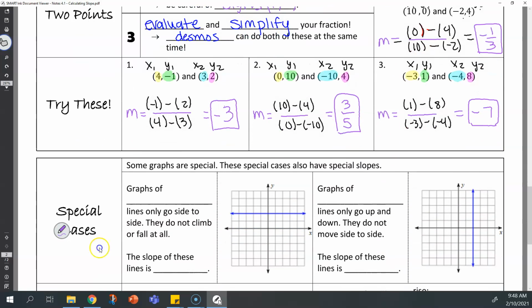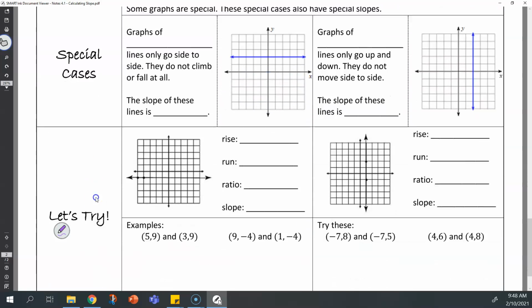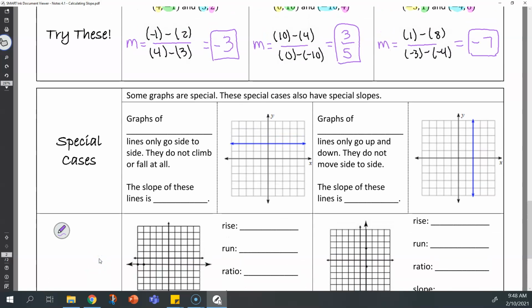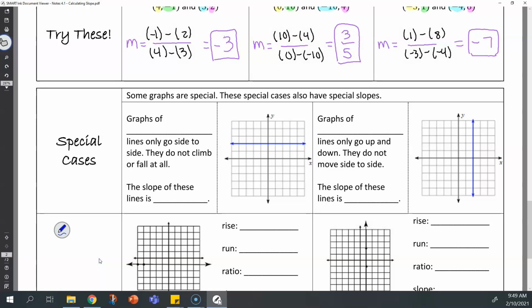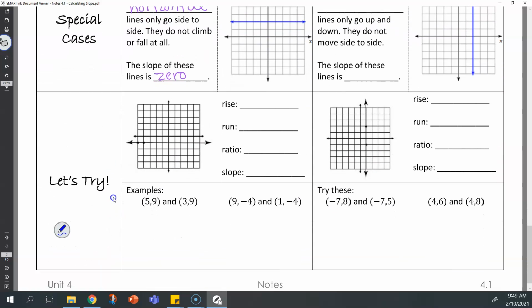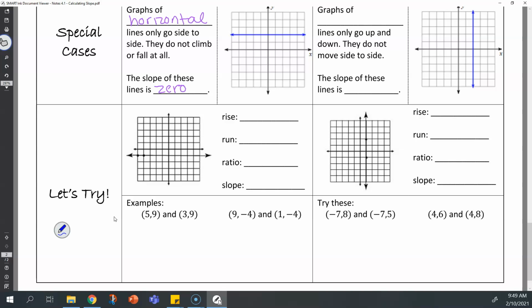Okay. The very last thing we need to talk about are some special cases. So remember at the beginning, I talked about horizontal and vertical lines. Okay. So when I have a horizontal line, that line goes side to side. It does not rise or fall at all. The slope of a horizontal line is 0. We talked about that at the beginning. I can still calculate these from the graph and from 2 points. It just looks a little bit different.